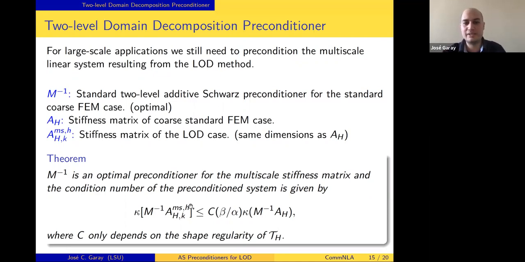And we have found that this is the case also. If we use this preconditioner, which is for the standard FEM case, for the stiffness matrix of the LOD case, we obtain that it is also an optimal preconditioner. Now, if you look at the right-hand side, you will see that there is this contrast factor here, which you may think will require a very large iteration number, but in practice, this is not the case. This bound here is a very pessimistic bound.